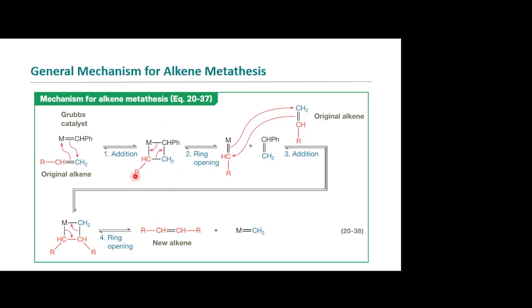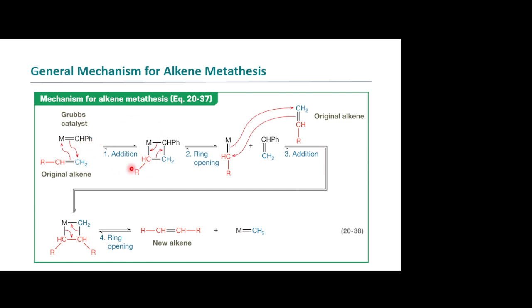So this is actually what the Grubbs catalyst does here. Right here's the metal portion of the Grubbs catalyst. This is the double bond portion. And then this is the CH-Ph. Anybody know what Ph is? You got it. Yep. That's a phenyl group, right?